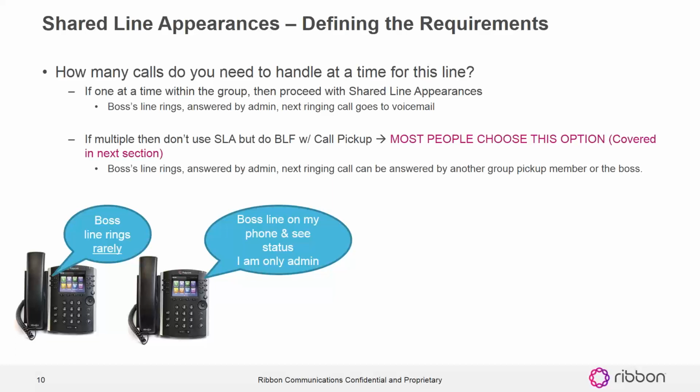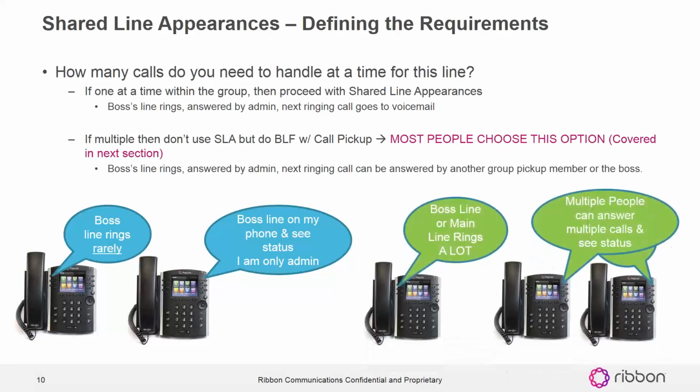So here is a use case of using shared line appearance. It's a boss's line that rarely gets called, and of course I can see the status of them on the phone, so I get that busy lamp field that we're going to talk about in the next section. But I can see if he picks up the phone, that kind of stuff. But I'm the only admin that he has, and I say he, could be she.